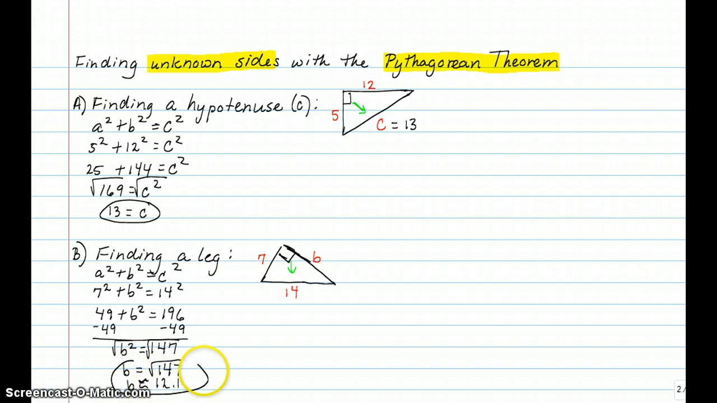Both of these are correct answers. Square root of 147 is exact. 12.1 is approximate. So b is about 12.1, and b equals square root of 147. You could have either answer on these.